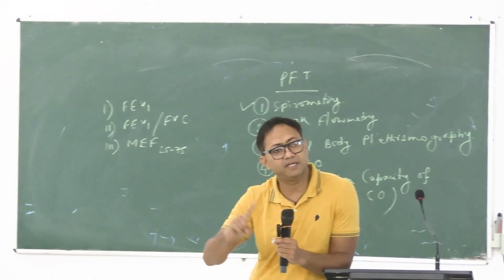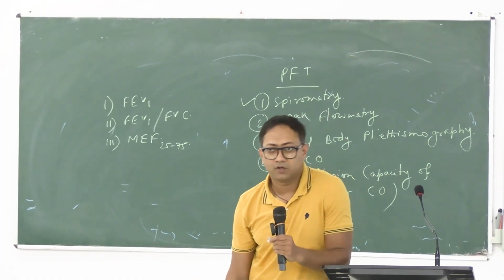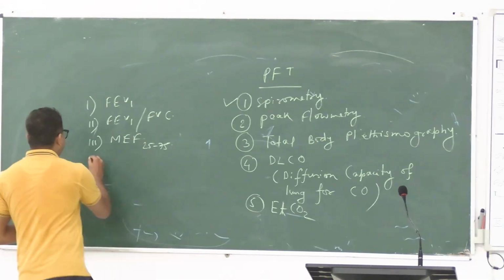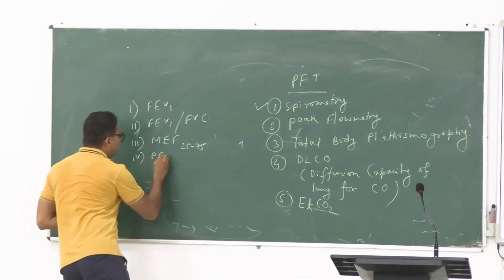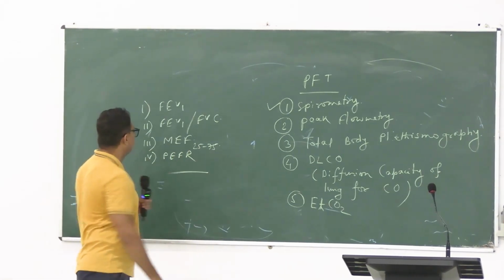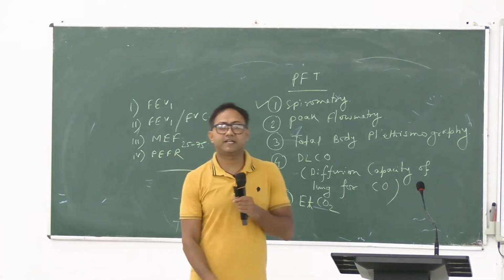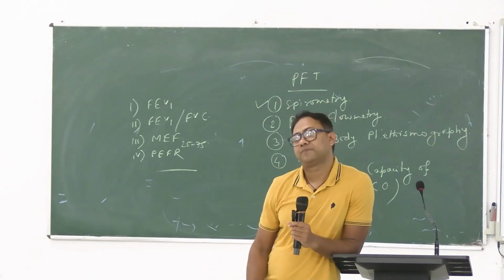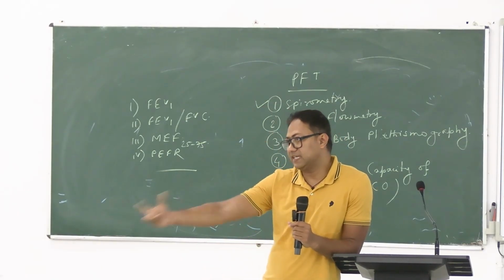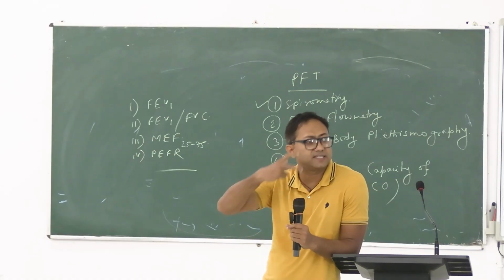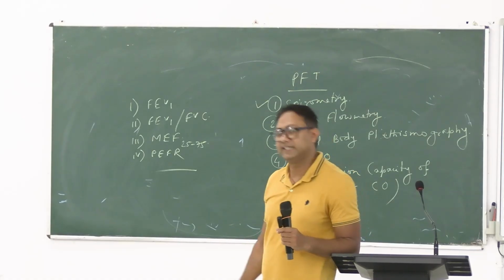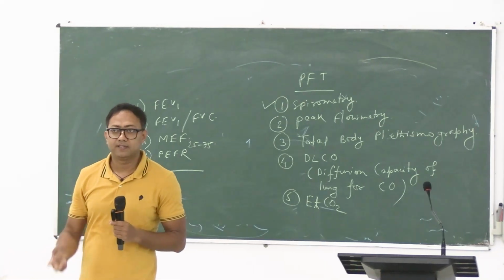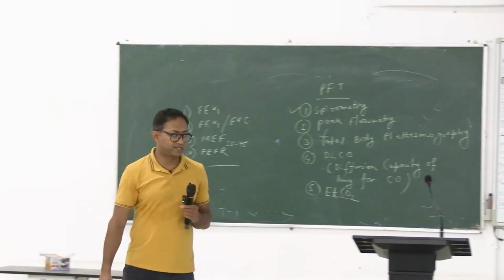It is also called MEF 25 to 75. Mid expiratory flow rate. Number 4 is PEFR, peak expiratory flow rate. That means during the process of exhalation of 4 liters of air, during the process of exhalation of total vital capacity, what was the maximum flow rate? That is called peak expiratory flow rate.